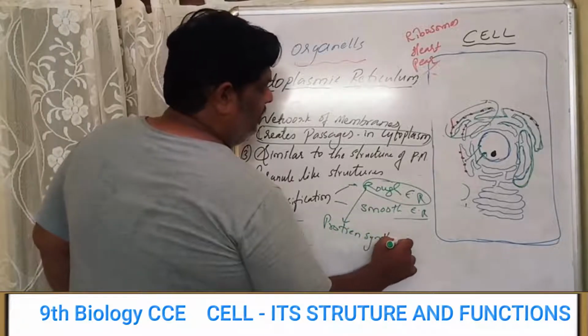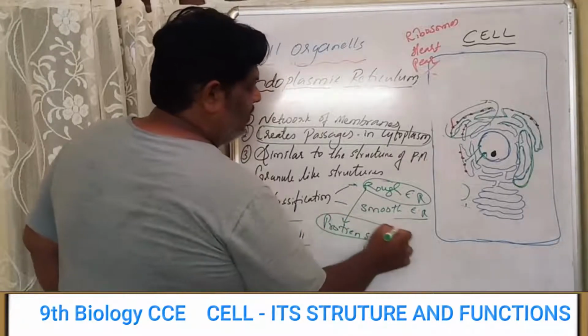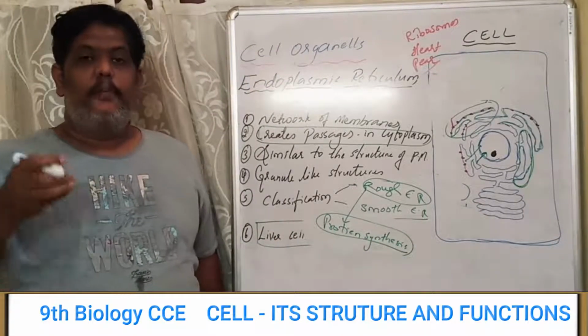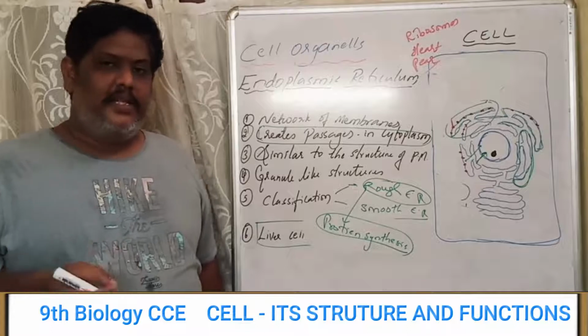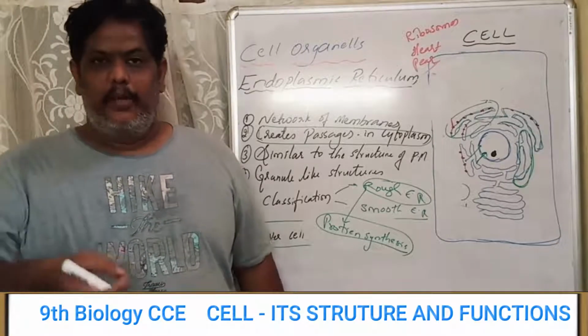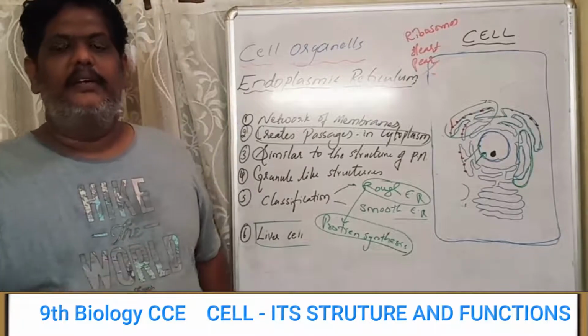It is helping in protein synthesis. So rough endoplasmic reticulum is a place where proteins are synthesized. What is meant by synthesized? Prepared. Why are they prepared? Because they need to be sent to some other places.